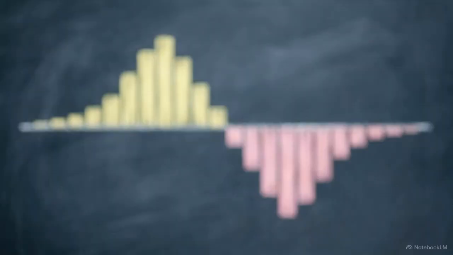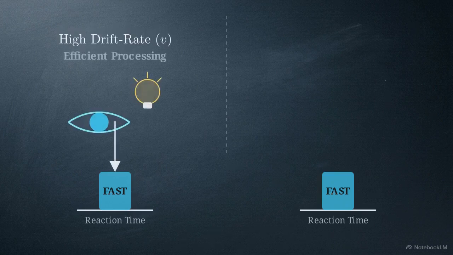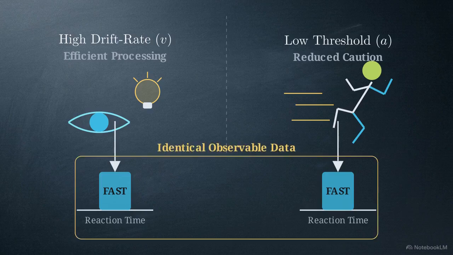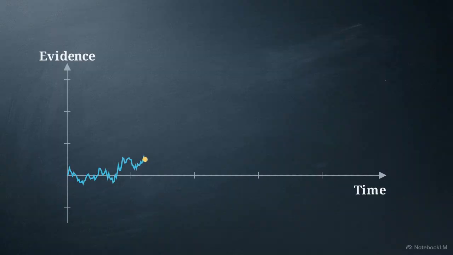The problem is that these static distributions are ambiguous. A subject might produce a fast reaction time because they processed sensory information efficiently, or simply because they acted with less caution. To differentiate those hidden variables, we have to look past the static outputs and mathematically model the decision as a continuous physical process unfolding over time.